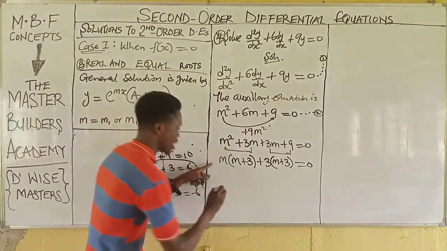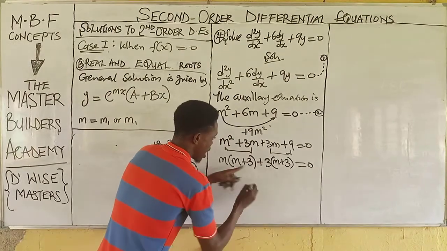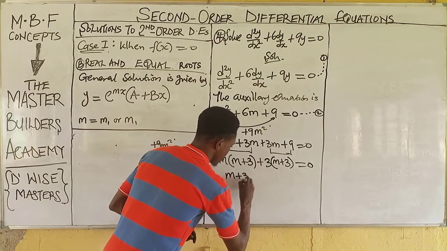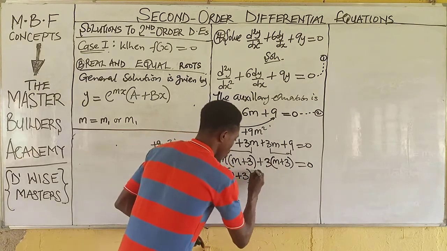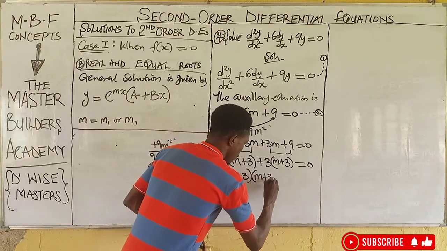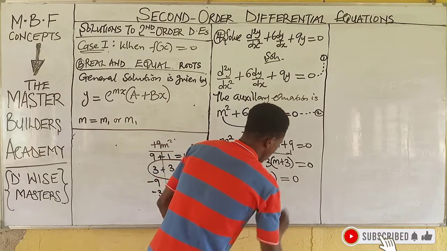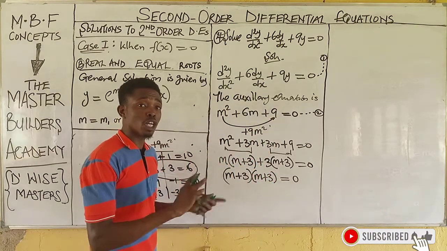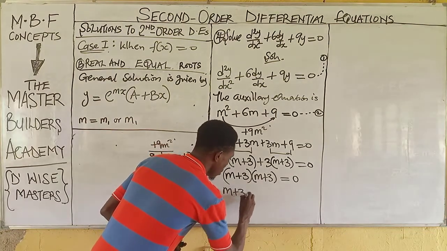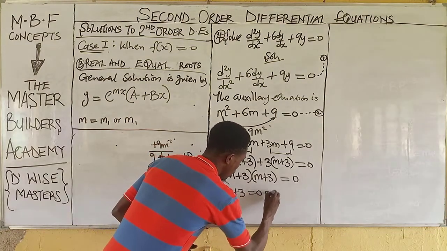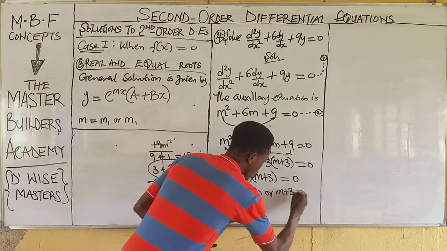The first factor outside the bracket here is m, and the second factor is plus 3. We have done that. Then we will now pick one of these equal brackets, which is also m plus 3, and this is equivalent to 0. Now understand that for the product of 2 factors to be 0, it is either the first bracket is equal to 0 or the second bracket is equal to 0.